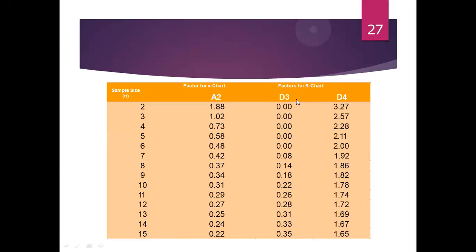So you can see D3, D4 values are here. So D3 values. So you know our N is 4, right? Our samples, observations in each sample is 4. So here you can see for 4, these are the values. When our N is 4, D3 is 0 and D4 is 2.28. So you can use these values.